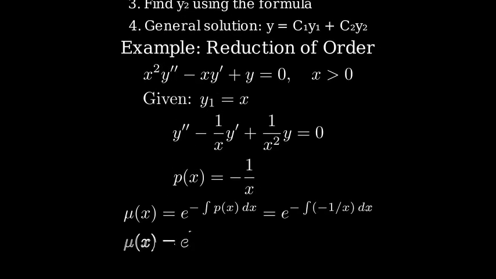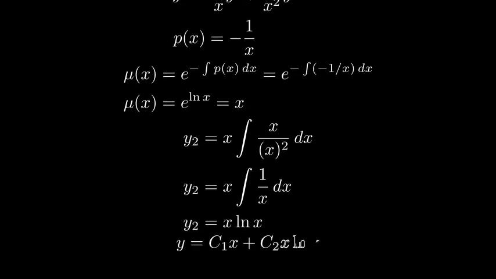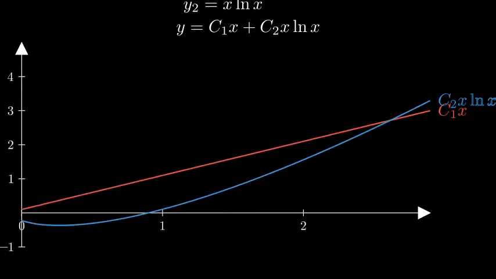Next, we compute the integrating factor. Mu of x equals e to the negative integral of negative 1 over x dx, which equals e to the natural log of x, which simplifies to x. Now we compute y2 using our formula. y2 equals x times the integral of x divided by x squared dx, which equals x times the integral of 1 over x dx, which equals x times natural log of x. Therefore, the general solution is y equals c1 times x plus c2 times x times natural log of x.